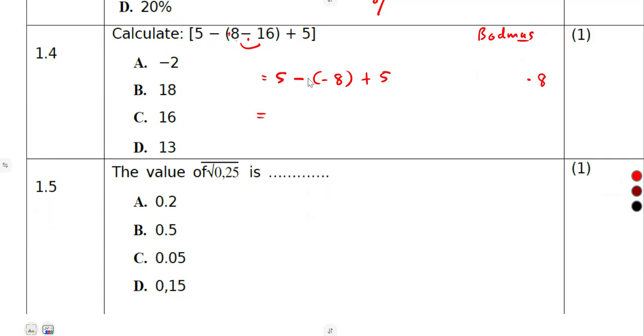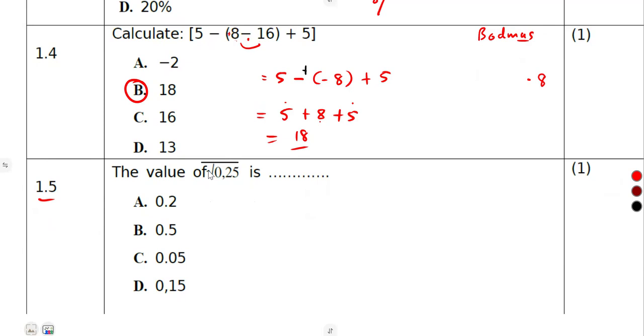Remember, a negative and a negative, when these two signs meet, give us a positive. So that's 5 plus 8 plus 5. All right, 5 plus 5, that's 10, plus 8, so that's 18. So the best answer was going to be B, where we've got 18.